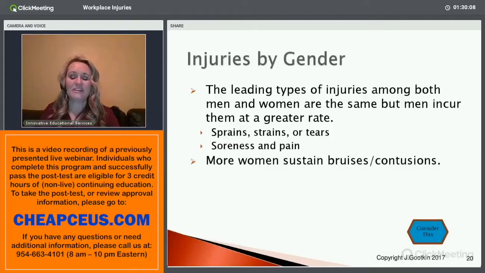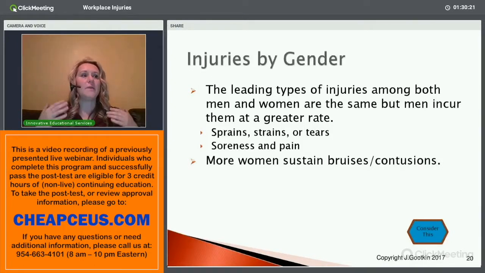If we break it down by gender, we're seeing the same types of injuries occur in males and females, but they're seeing that women tend to sustain more bruises and contusions. And the research brought up the point that if you think of manufacturing plants, yes, here in Florida there seem to be new ones being constructed all the time, but in other parts of the country, those may be the same warehouses, same types of equipment.